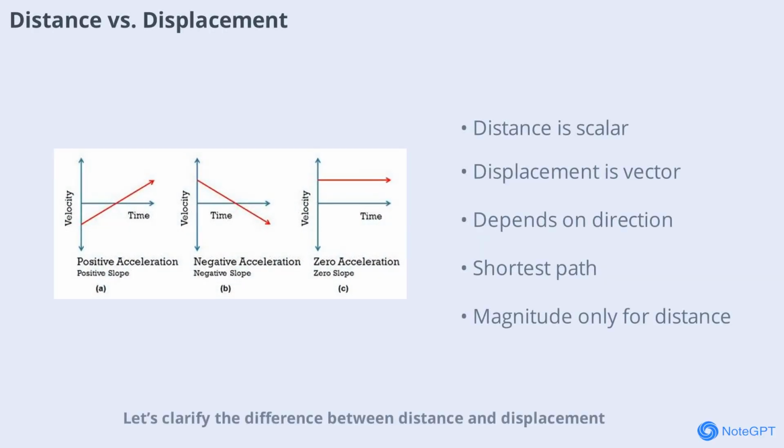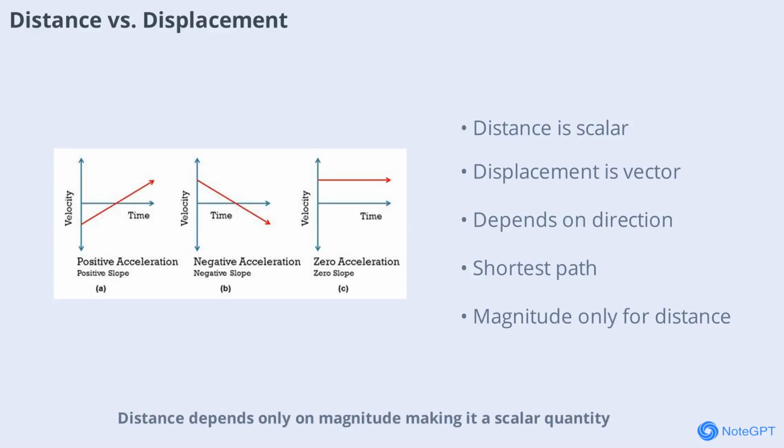Let's clarify the difference between distance and displacement. Distance is the total length an object travels regardless of direction, while displacement measures how far out of place an object is, its overall change in position. For example, if you walk around a block and return to your starting point, your distance is the total path you walked, but your displacement is zero because you ended up where you started.